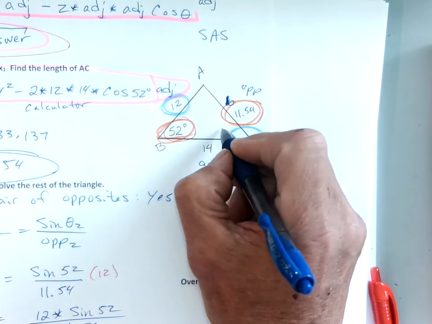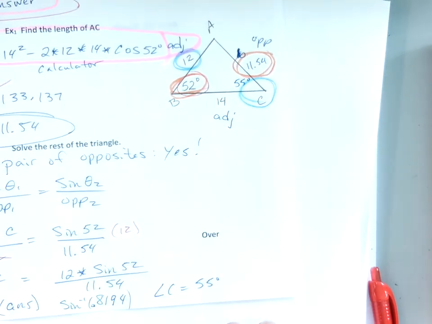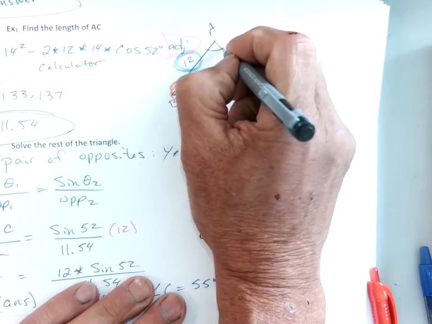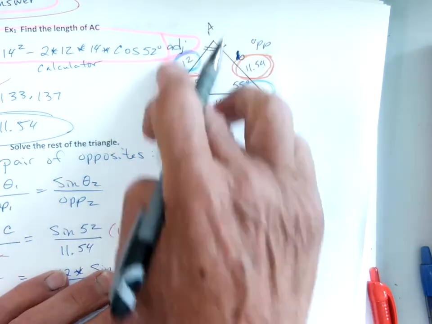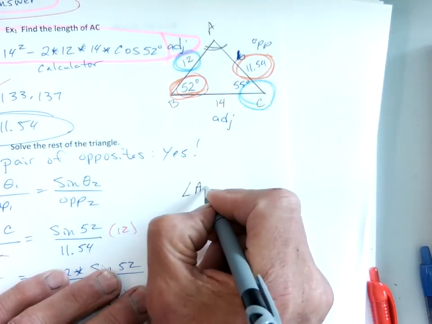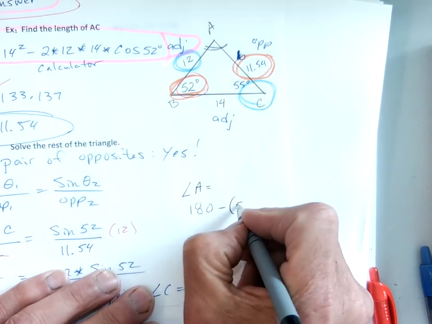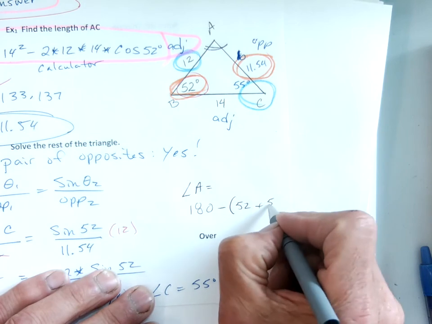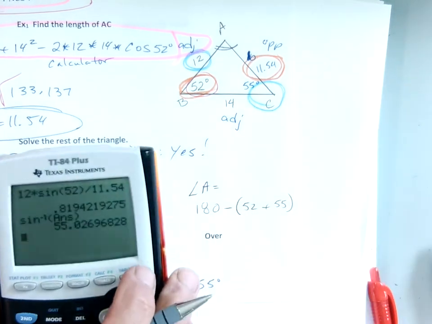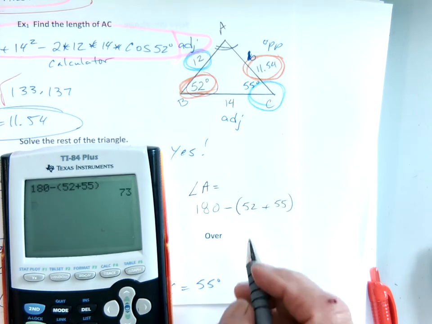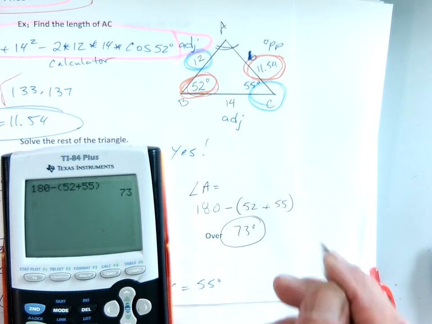Okay, let's go back to my triangle. Angle C is 55 degrees. And then finally, we can finish this triangle up pretty easily because then to find angle A, well, we know how many degrees are in a triangle, 180. So to find angle A, I'm just going to go 180 degrees minus the sum of these two, 52 plus 55 degrees, and I'll get the value of angle A. Okay, clear. I'm going to go 180 minus my 52 plus my 55, and I get an answer about 73 degrees. All right, there it is.